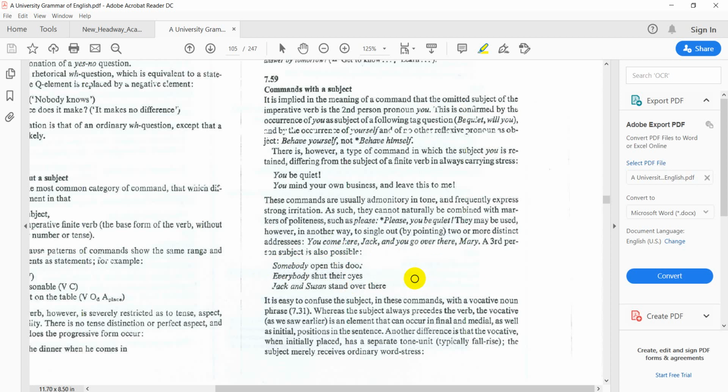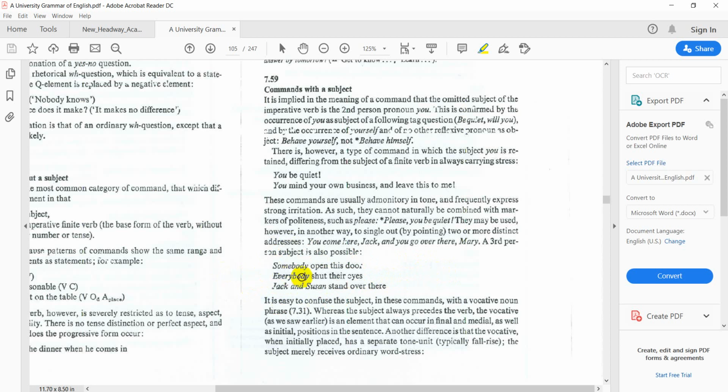So if you have a question such as, do I require commands with a subject expressing a third person? Commands expressing a third person subject, you should say somebody, everybody, Jack and Susan, or whatever subject you like. Open this door. Now, in this, you can distinguish between the command with a subject and a regular statement.